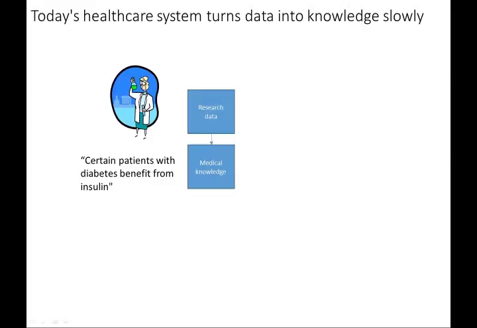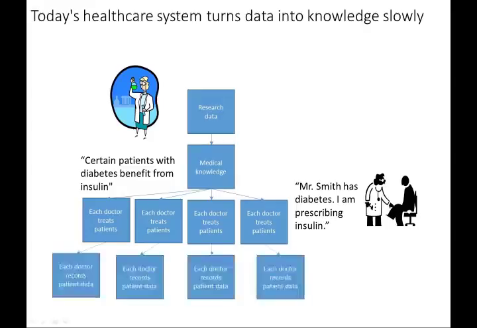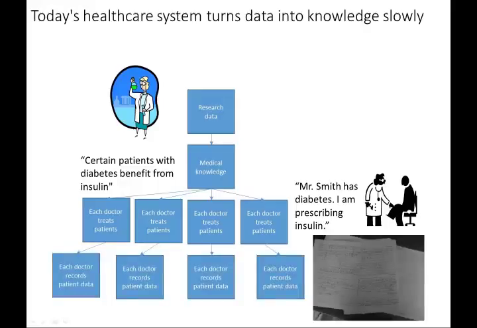So for example, we might do research on patients with diabetes, and we learn that a certain percentage of them benefit from insulin, and we might learn the correct doses to give to them under different circumstances. This medical knowledge slowly filters its way out into the way different doctors treat patients, and then at each clinical encounter, that doctor makes some notations about what was done with that patient in paper-based medical records.